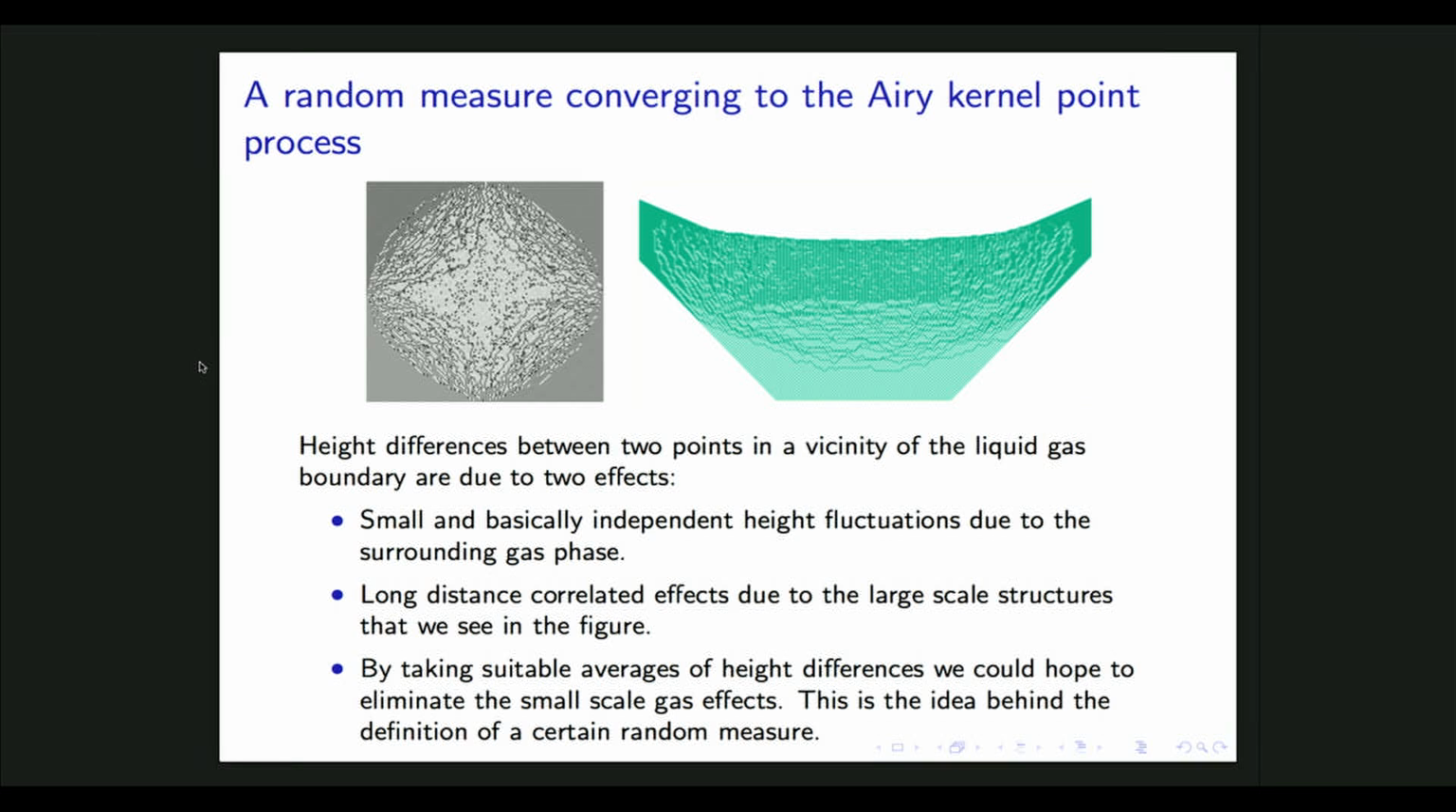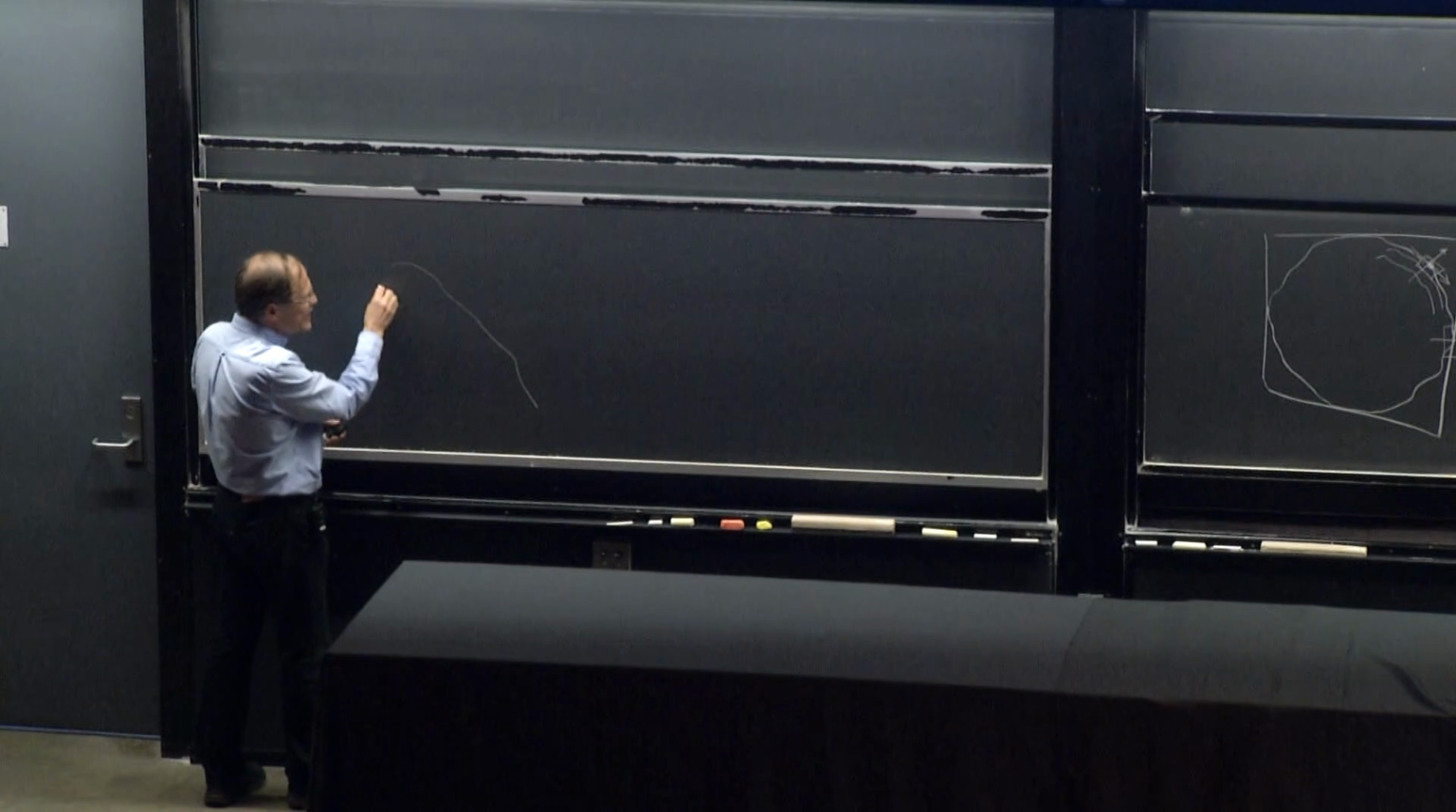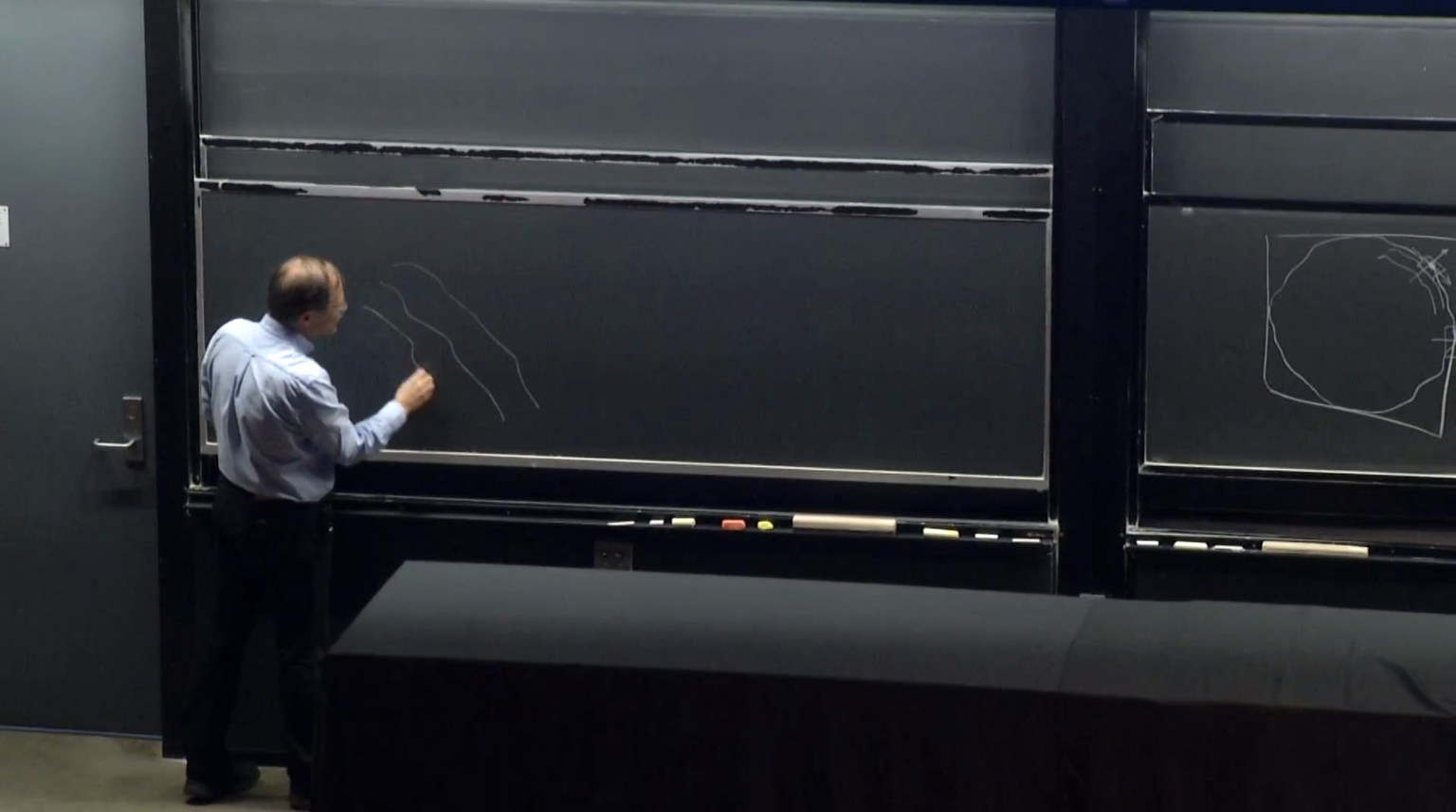So we try to define not a point process now, but a random measure instead, in the following way. Maybe I should describe this. I pick some deterministic intervals. And in the picture, you see these long scale things.